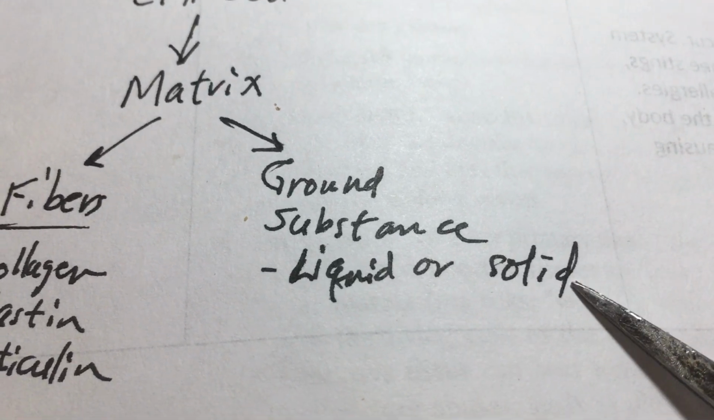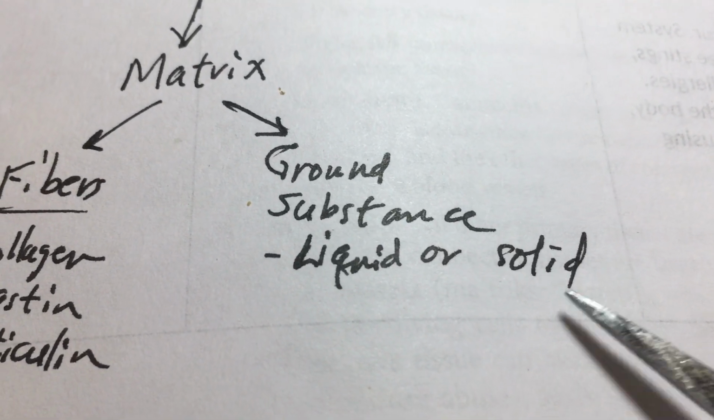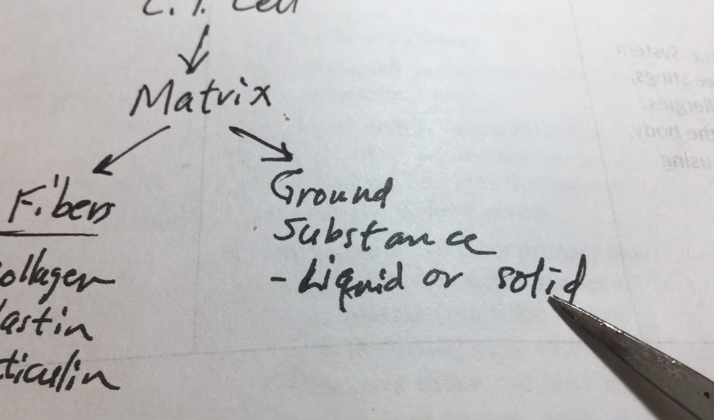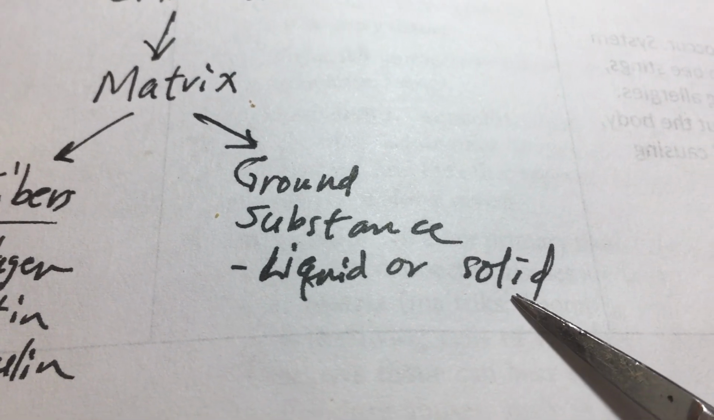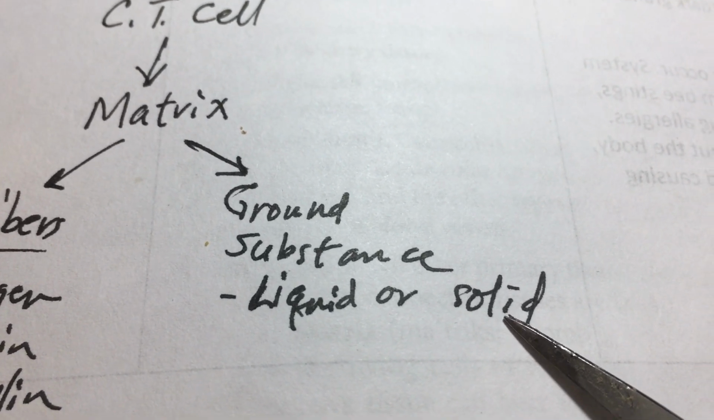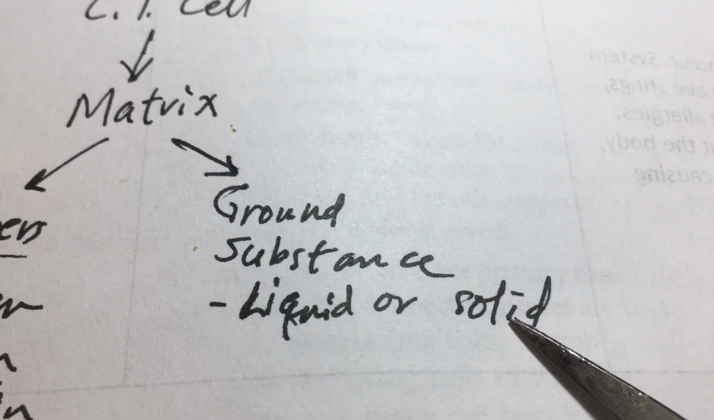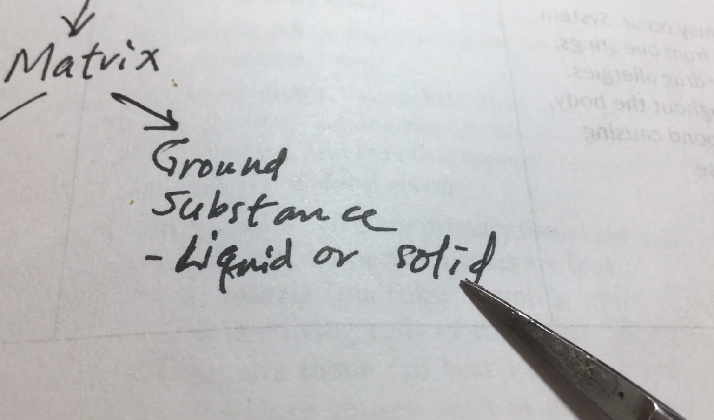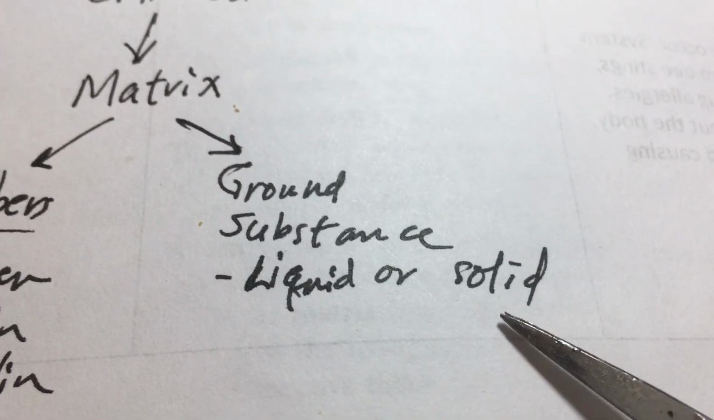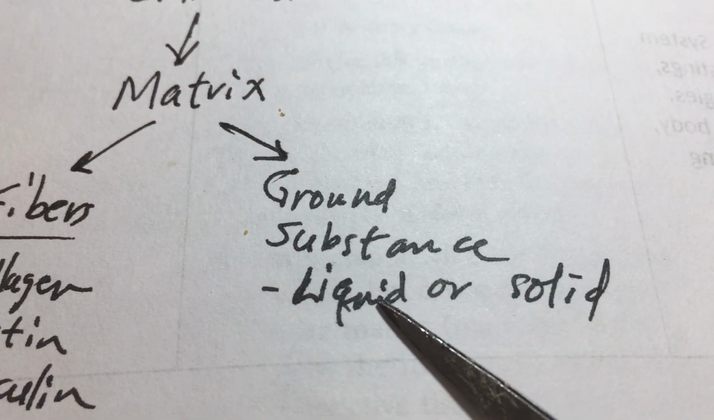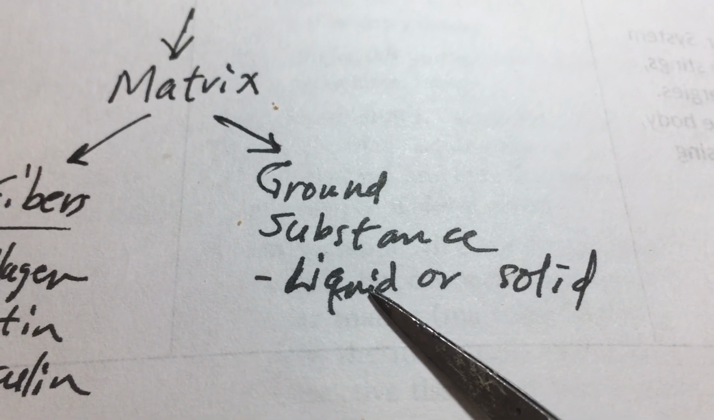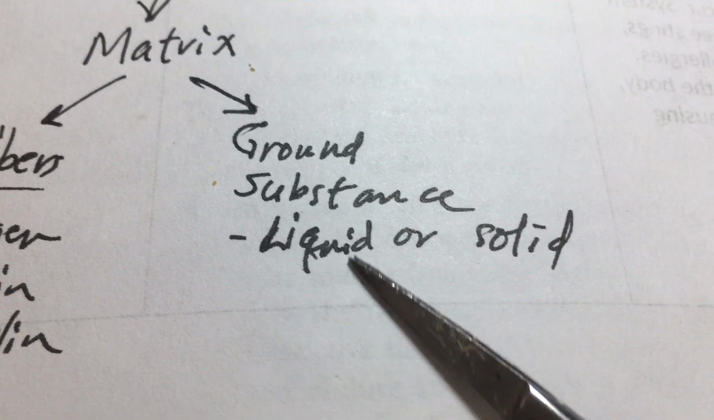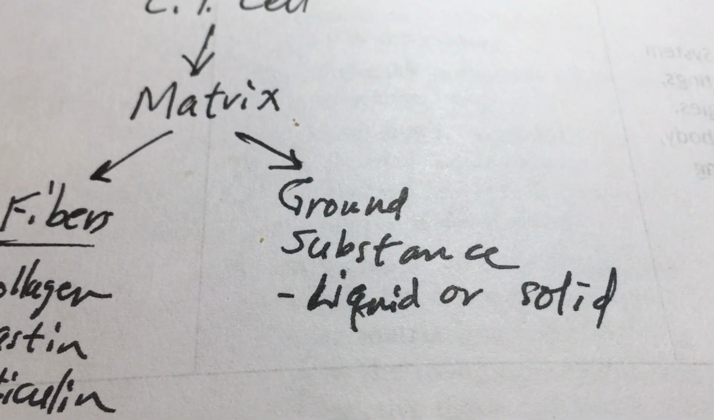Or it could be a solid type of thing. So the more solid it is, then sometimes it's mineralized, as is the case particularly with bone tissue. In some cases, it's not quite so mineralized, as is the case with cartilage. Okay, and then sometimes it's just liquid in between the fibers, which is the case with tendons and ligaments. Okay, so that's that situation.